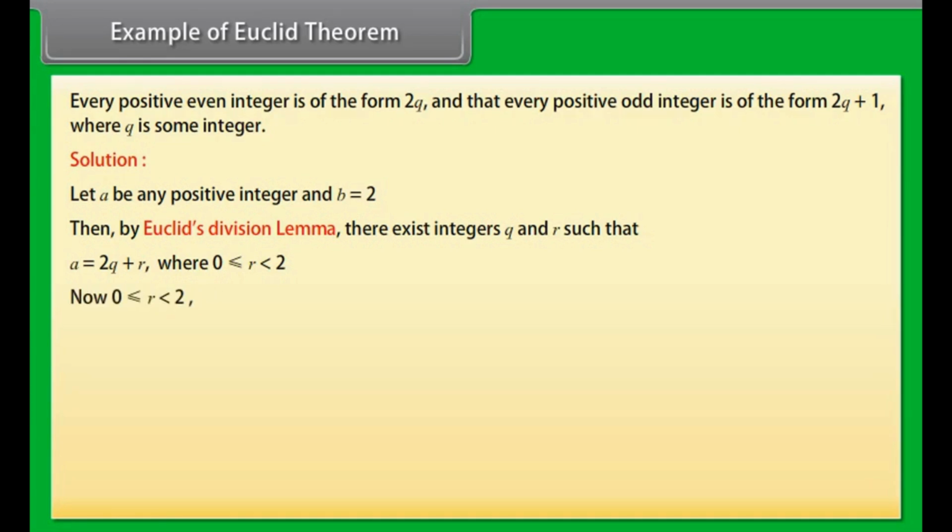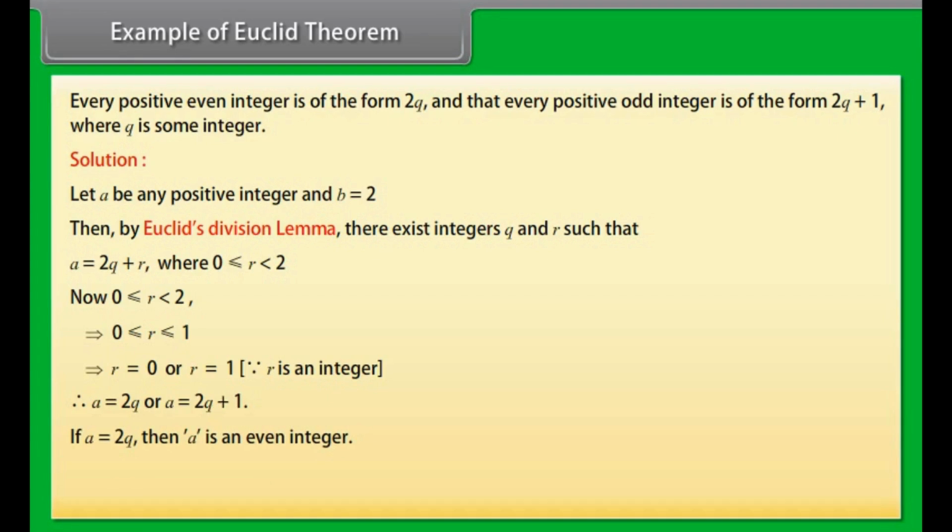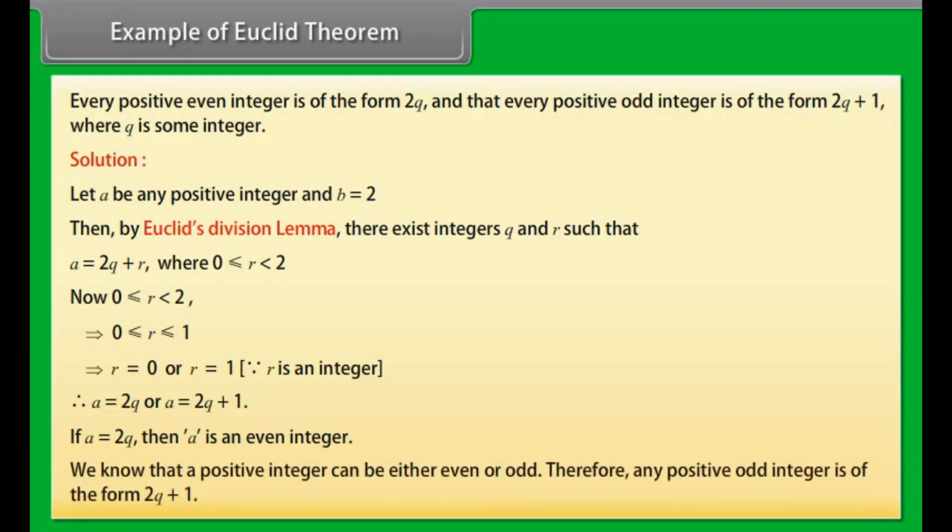Now, 0 is smaller than or equal to r, which is smaller than 2, which implies 0 is smaller than or equal to r, which is smaller than or equal to 1, which implies r is equal to 0 or r is equal to 1, because r is an integer. Therefore, a is equal to 2q or a is equal to 2q plus 1. If a is equal to 2q, then a is an even integer. We know that a positive integer can be either even or odd. Therefore, any positive odd integer is of the form 2q plus 1.